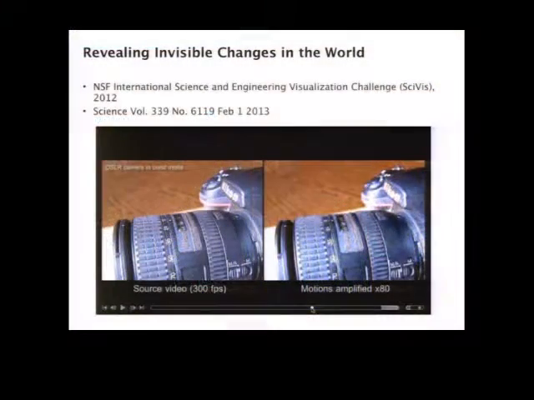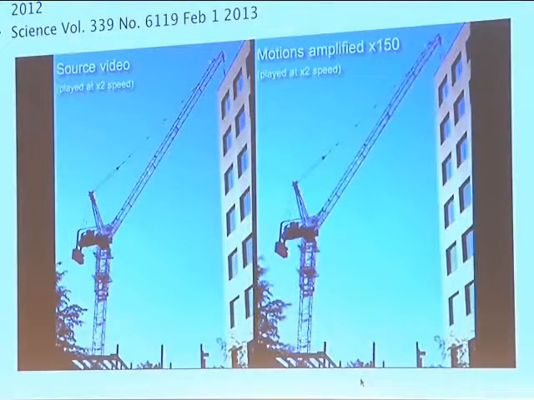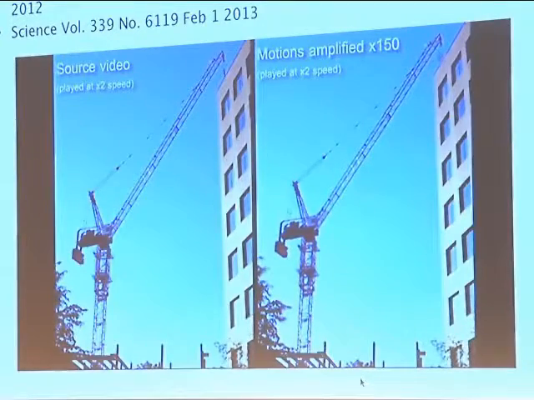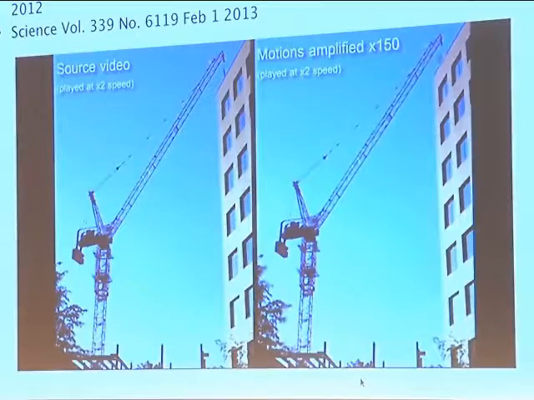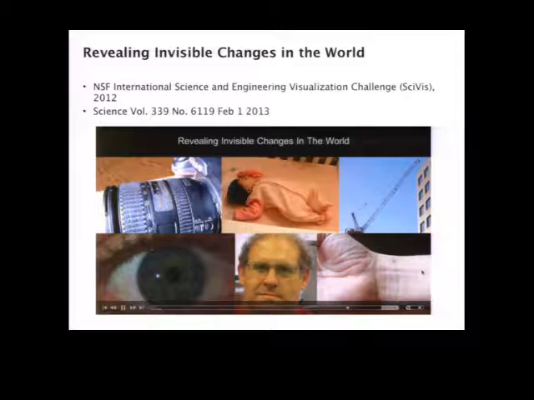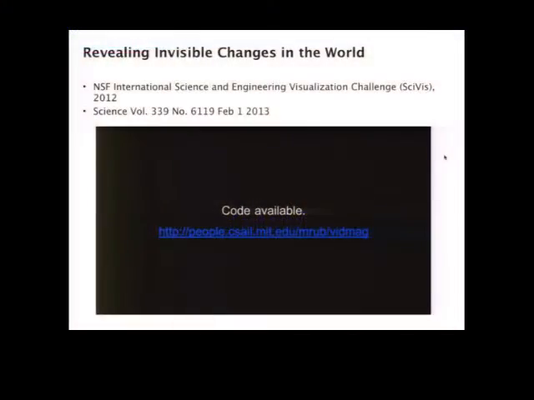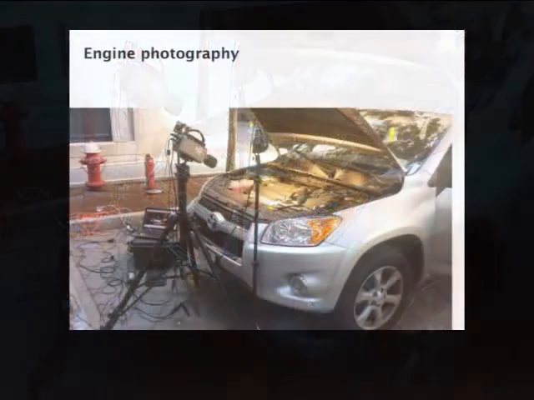I want to show you this crane. So you can look at mechanical structures as well. Designed to sway in the wind, but their motion too is often invisible. So again, on the left, I really can't see any motion of the crane. This video reveals the swaying of the crane's mast and the undulation of its hook. And I should say this was part of a competition we entered from the National Science Foundation on Engineering Visualization Challenge. And we got honorable mention. It appeared in Science.